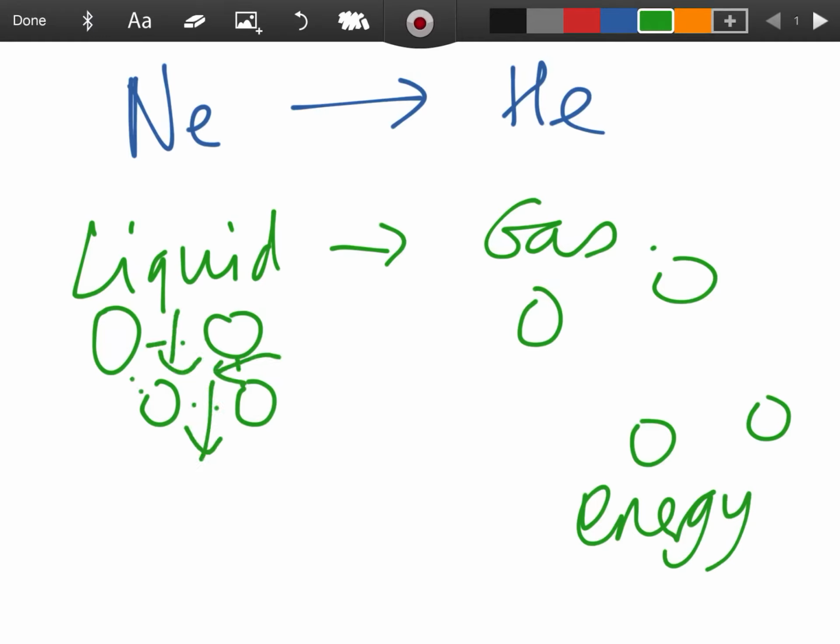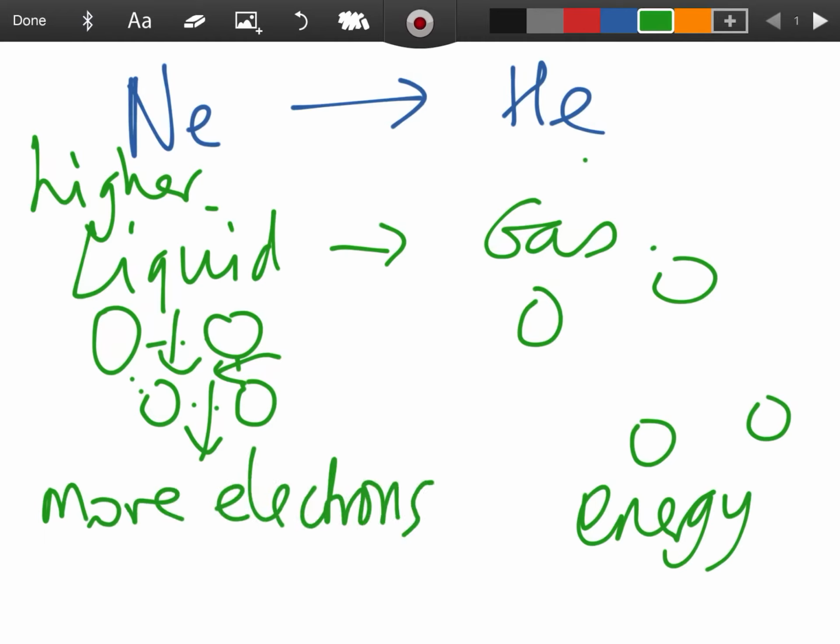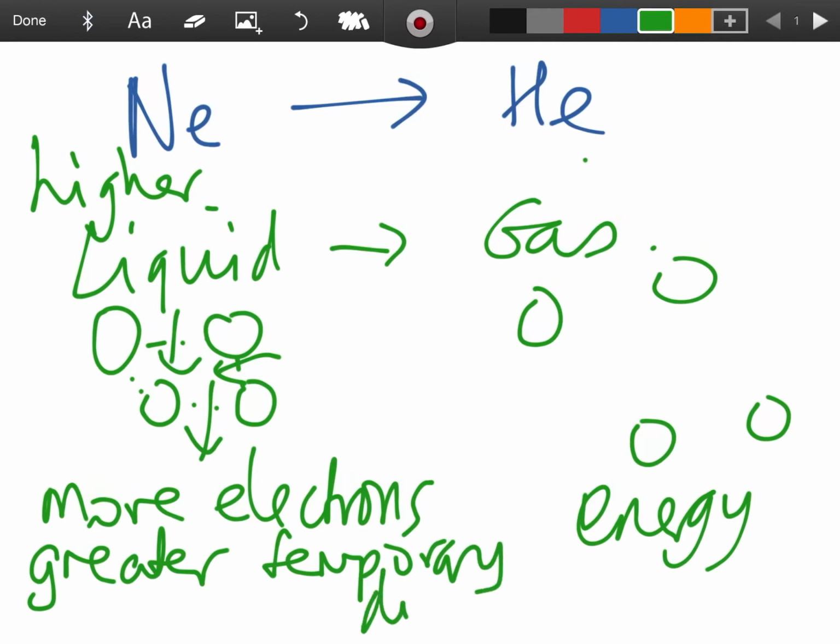So what must you do if you want to turn a substance from a liquid to a gas? You have to break all these bonds, these intermolecular bonds between the atoms, and separate the atoms completely from each other. Neon has a higher boiling point than helium because neon is a bigger atom. It has more electrons, and because it has more electrons, it can set up greater temporary dipoles.